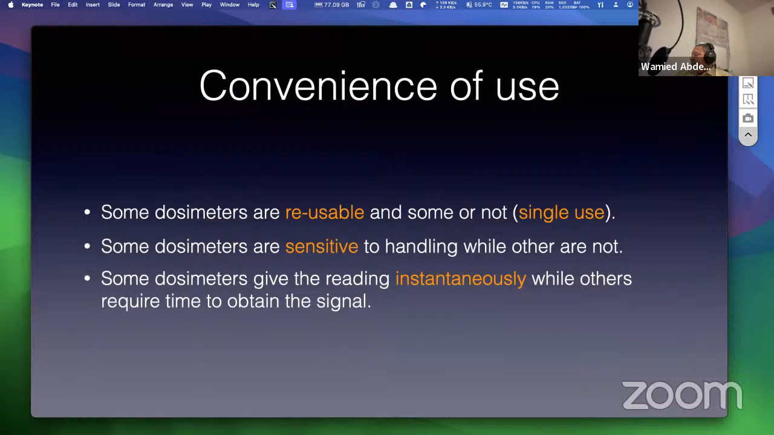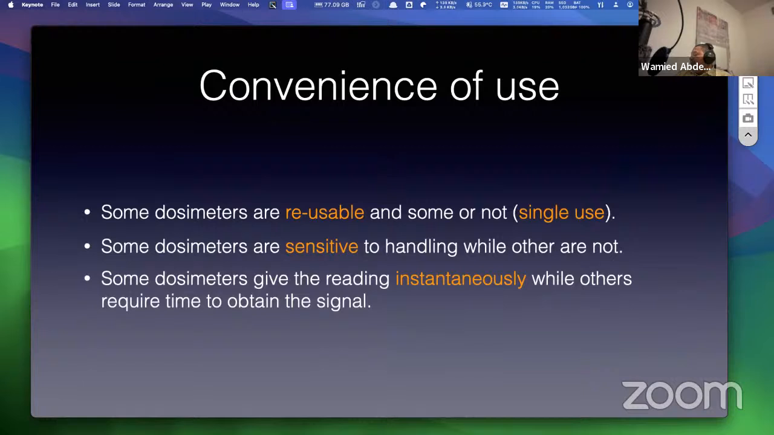Some dosimeters are sensitive to handling, while others are not. TLDs, for example, one really needs to handle them carefully, wear some gloves and handle them with tweezers and so on. Others might not be that sensitive to how they're being handled.